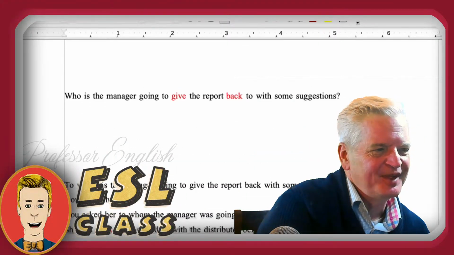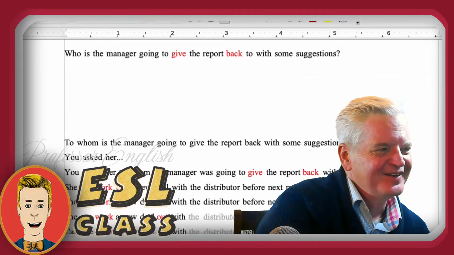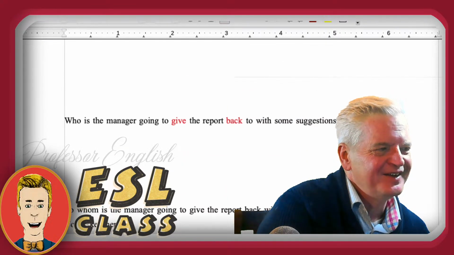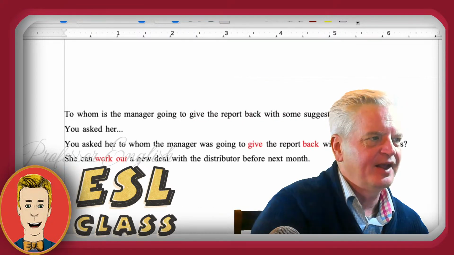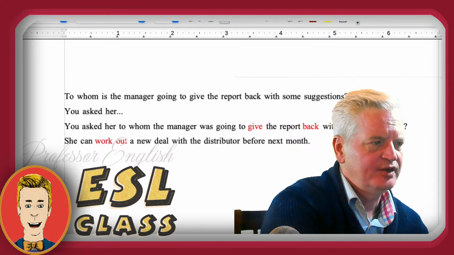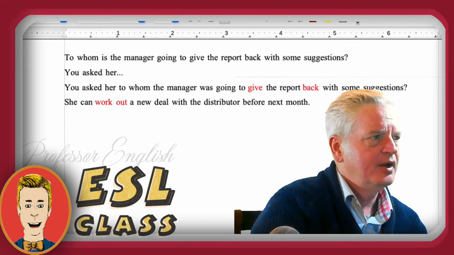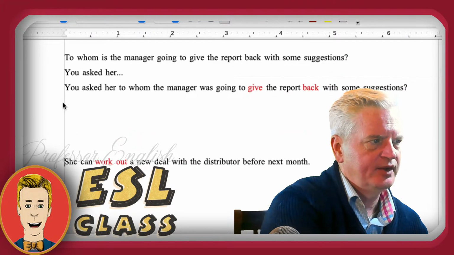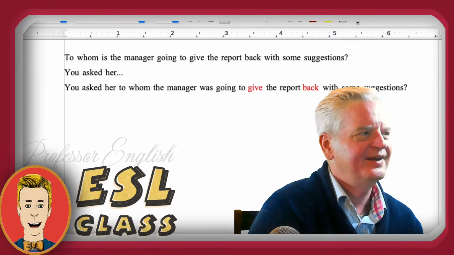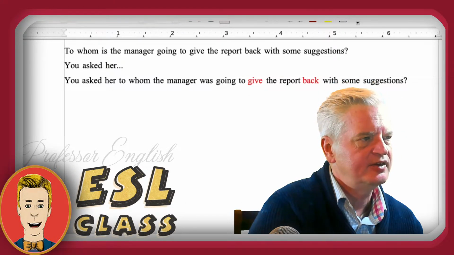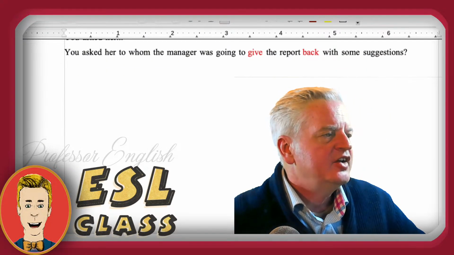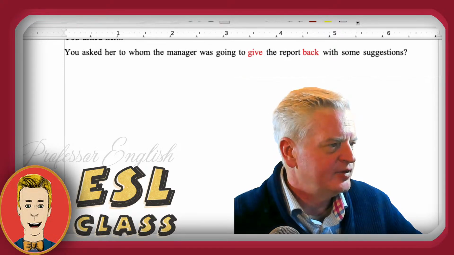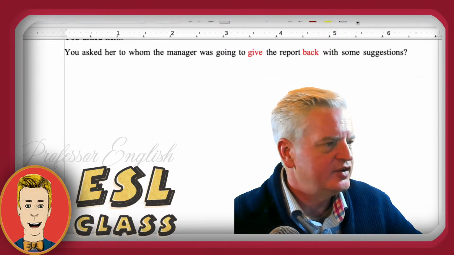Okay, we won't do the reported speech part. Let's just move on to the next sentence. Okay, so I'm just going to say the sentence now. And again, I think that if you're intermediate to advanced, you should know all of these words probably. Oh wait, I'm showing you the answer. I don't want you to see the answer. Okay, here's the sentence. Just listen, try to repeat, try to build your fluency, try to build your listening skills. She can work out a new deal with the distributor before next month.